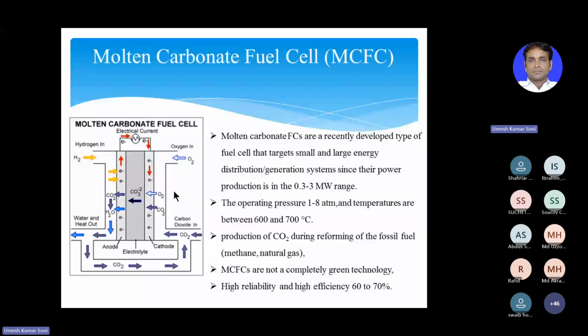Production of carbon dioxide during the reforming of fossil fuels. Reforming means the generation of hydrogen from the fossil fuels. Okay, this is the reforming.